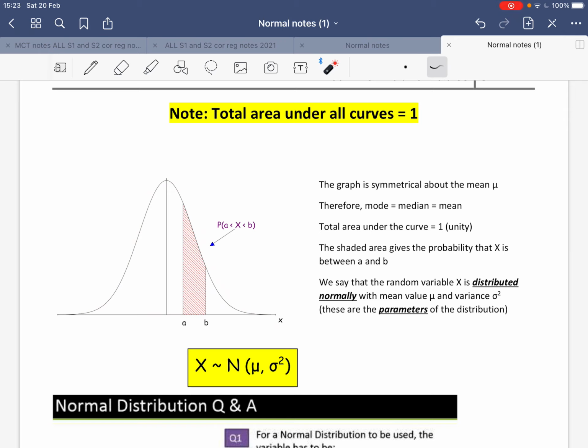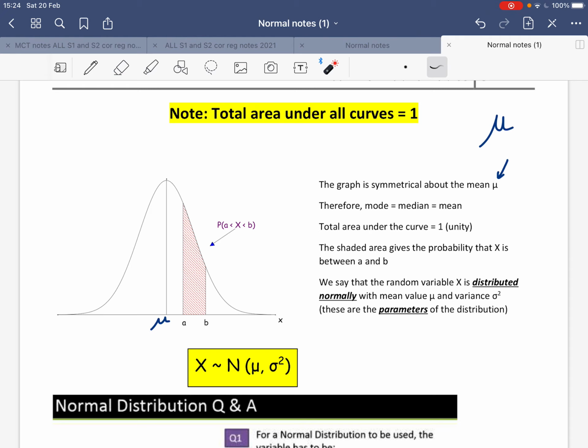Right, so it's symmetrical about the mean. I've said that before. That's this value here. Let's pop it in. There's our mean, mu. Draw it like that. I'm sure we've had it before. So the mean and the median and the mode are equal to each other. The total area under the curve is 1.